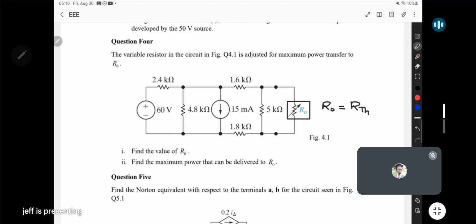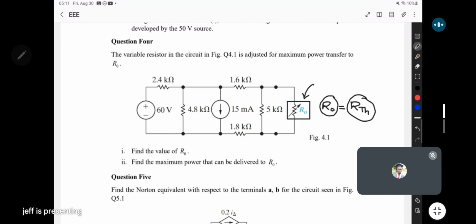So, in other words, we have to first determine what the Thevenin's resistance is for the whole circuit when we consider this variable resistor as the load resistor. Once we can find the Thevenin's equivalent resistance, then to get maximum power transfer, this R0 must be the same as that Thevenin's equivalent resistor. So that is the first thing that we have to do.